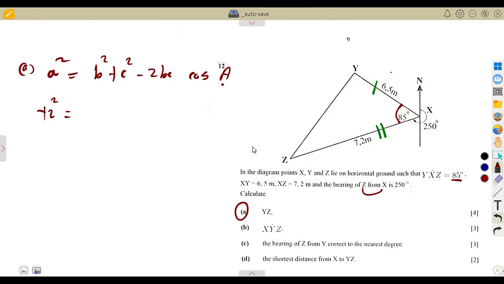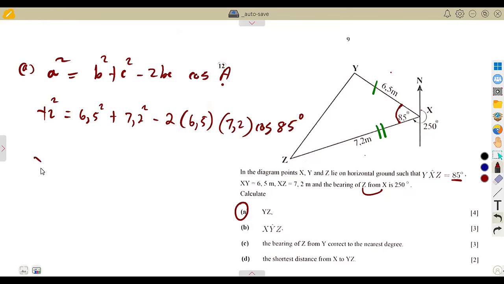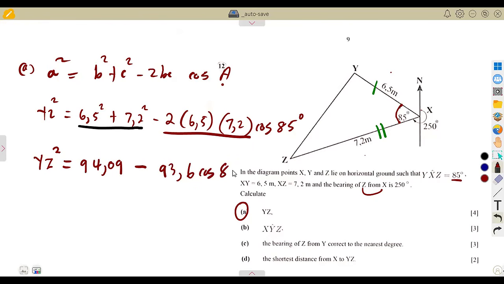is equal to the shorter side squared, that is 6,5 squared, plus 7,2 squared, minus 2BC. You multiply the product of 6,5 and 7,2, the cos of the angle that we are given, which is the cos of 85 degrees. So YZ squared is equal to what? If you were to simplify the first part, the addition of the two, that was going to be 94,09 minus the product of these two, 93,6 cos 85.